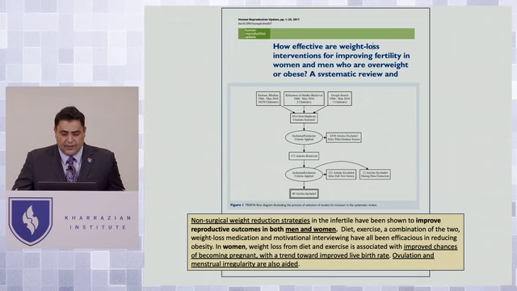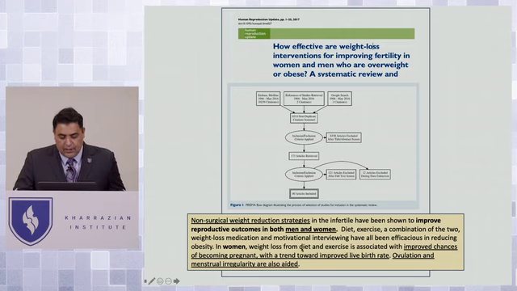And risk factors. So this was a paper that was published. It was a systematic review: How effective are weight loss interventions for improving fertility in women and men who are overweight or obese? Non-surgical weight reduction strategies in the infertile have been shown to improve reproductive outcomes in both men and women. Diet, exercise, a combination of the two, weight loss medication, and motivational interviewing have all been efficacious in reducing obesity.